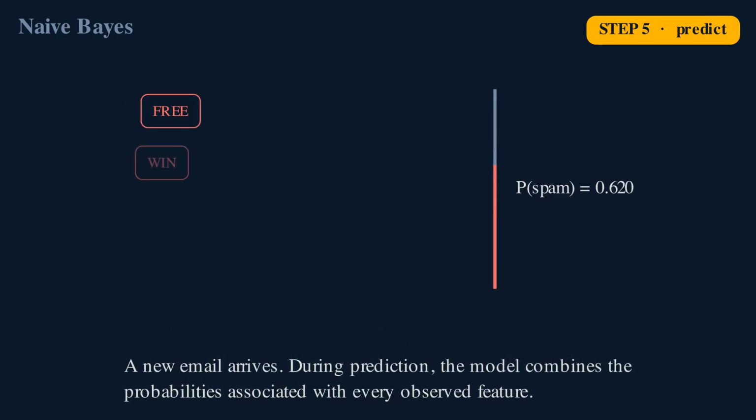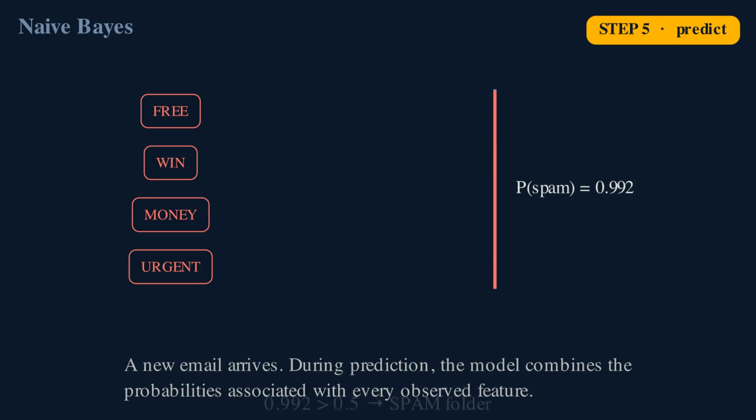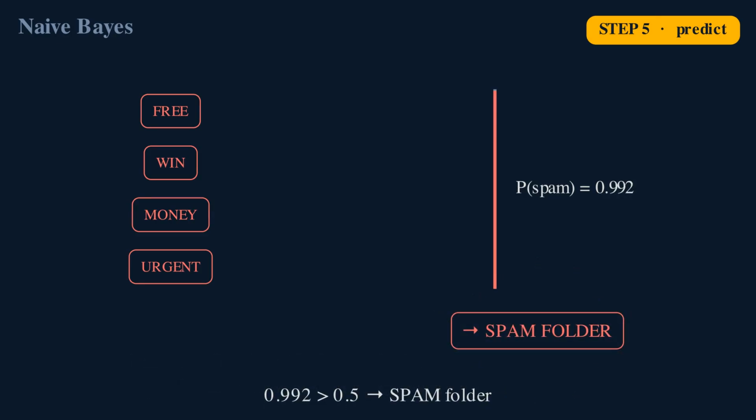During prediction, the model combines the probabilities associated with every observed feature. The class with the highest posterior probability becomes the final prediction.